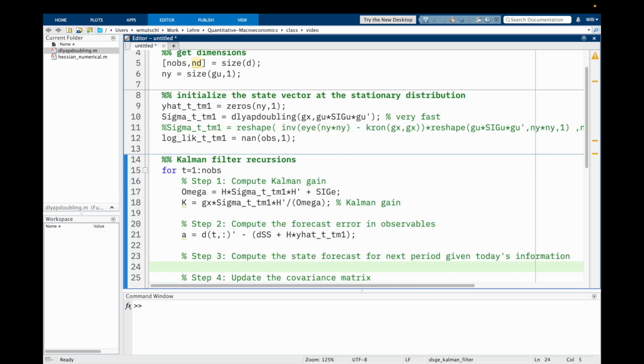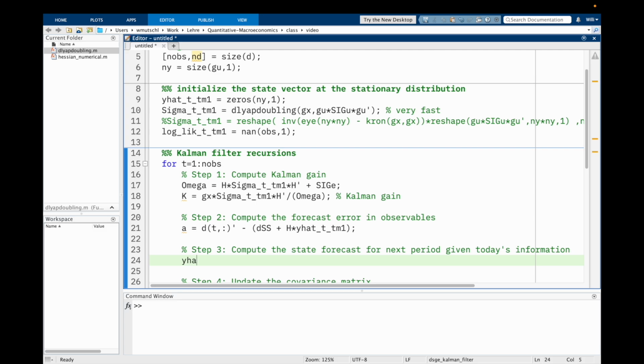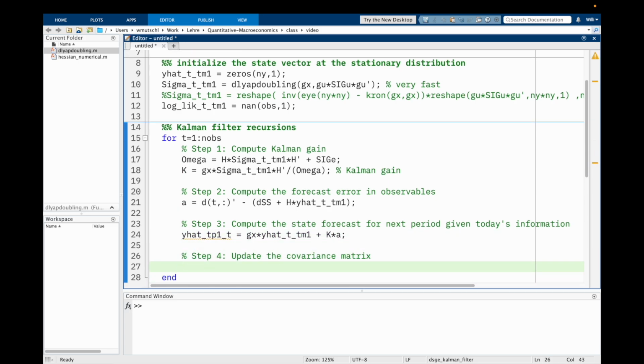Step 3. Let's compute the state forecast. That is y hat, let's call this t plus 1 given t. That was just gx times y hat t given t minus 1 plus K times A. And update the covariance matrix. So sigma t plus 1 given t. Let's write down the formula that we've developed: gx minus K times h, times sigma t given t minus 1, times gx minus K times h, transpose.